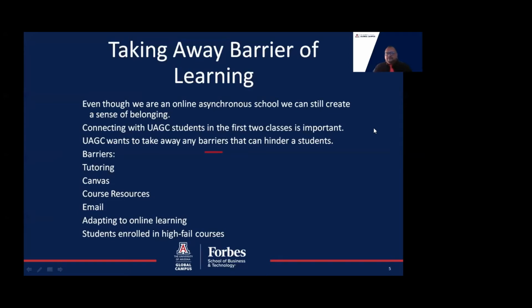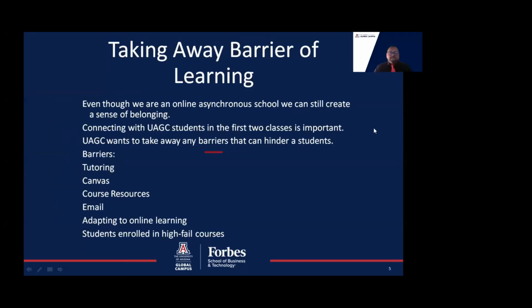All right, so what can we do, right? Connecting with students in the first two classes is very important. Any university, not just UAGC, but any school. Okay, and how do we do that? Well, first of all, we need to figure out how to take away some of the barriers that can hinder students from passing those courses and moving forward to the third course or the fourth course.